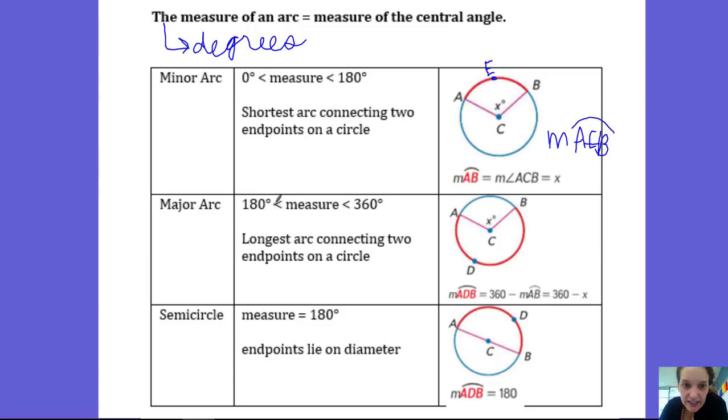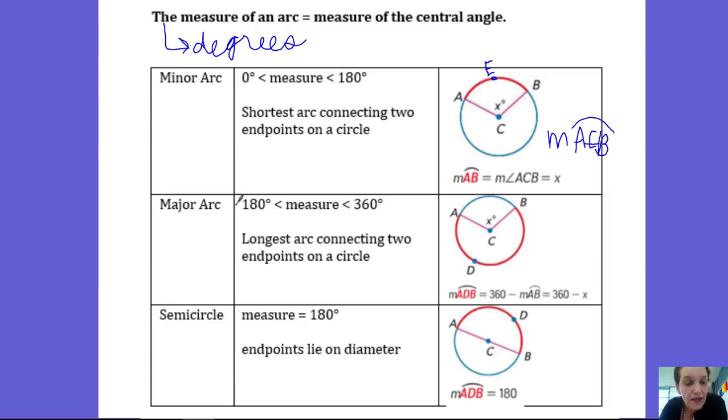A major arc is an arc whose measure is greater than 180 degrees, but less than 360 degrees. It's in between 180 degrees and 360 degrees. So it's more than half of a circle. It's the longest arc that connects 2 endpoints on a circle. So the longest way to get from point A to point B would be along this major arc. And notice, I'm going to have to pass through point D to get from A to B. Or if I'm going from B to A, I would have to pass through point D.